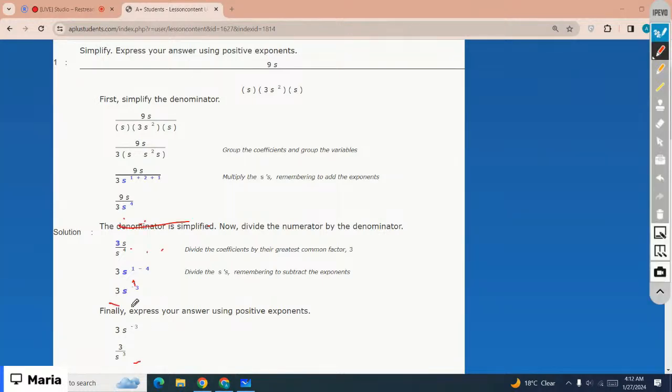The answer is 3s times negative 3. And you can write it as a positive exponent by writing the s cube in the denominator. So it would be 3 over s cube. Now the exponent of x is also positive.